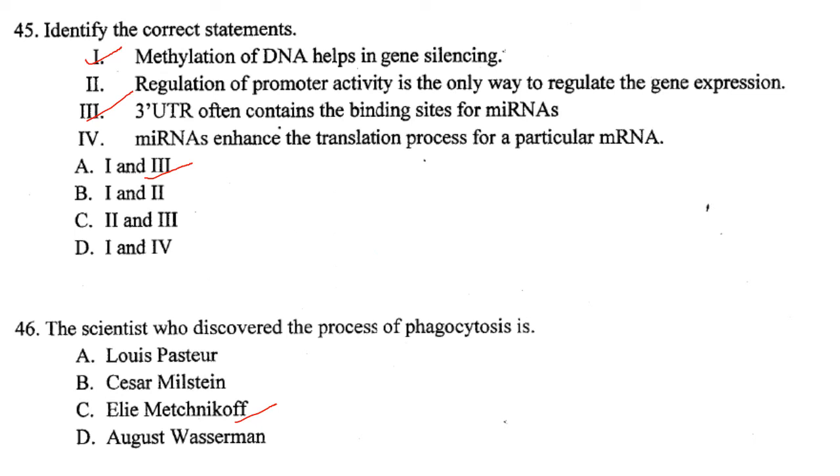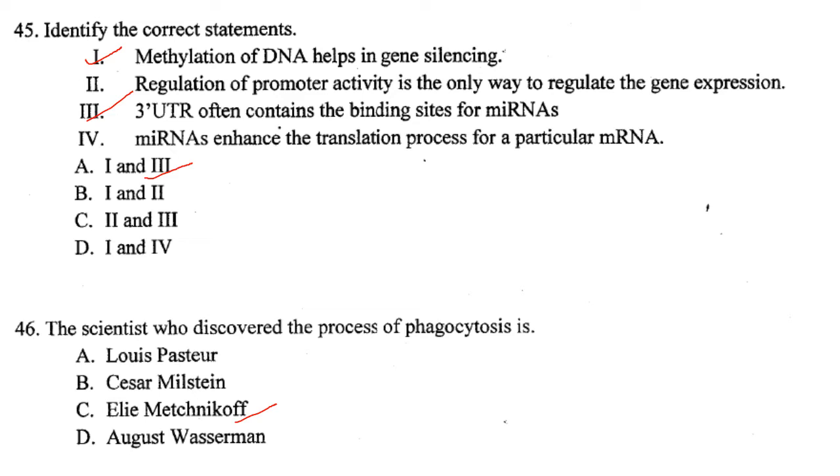Methylation of DNA helps in gene silencing. That is correct. Then regulation of promoter activity is the only way to regulate gene expression. So eukaryotic gene expression can be regulated during transcription and RNA processing which take place in the nucleus, as well as during protein translation which take place in the cytoplasm. So that is not the correct statement.